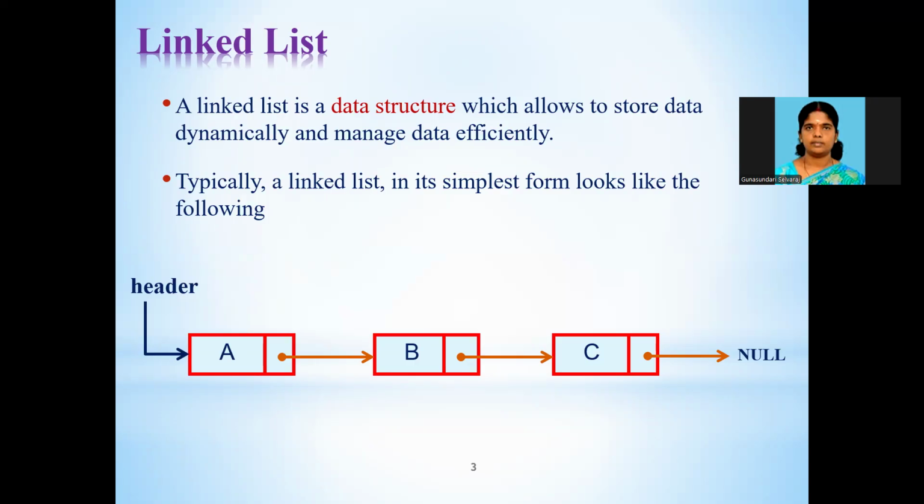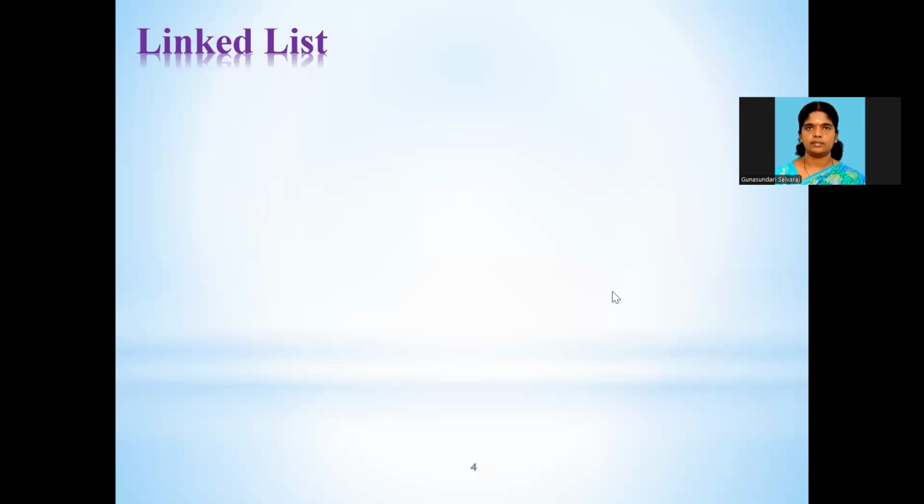The last node has data C, and every node has two fields: data and next field. The next field normally contains the address of the next node. Header always contains the address of the first node. The last node's next field indicates null. So null means it indicates the end of the list.